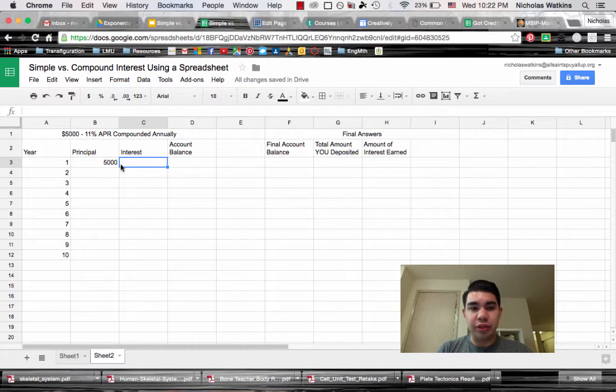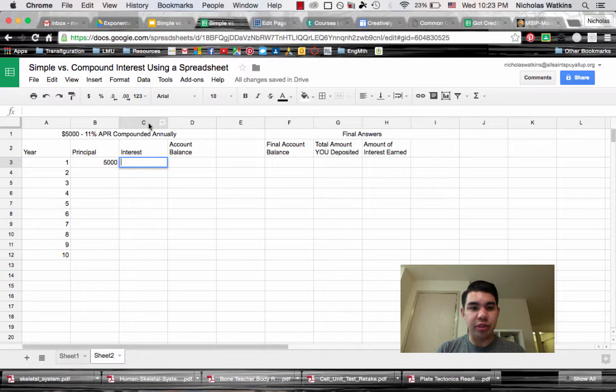Okay, our interest. So our interest is going to be based on the interest rate that we're given here. So again, the main thing that we're going to do is first we need to figure out how to express this interest rate as a decimal. So we're given a percentage. To make it a decimal, essentially what we're going to do is divide this by 100. So 11 divided by 100 gives us 0.11.